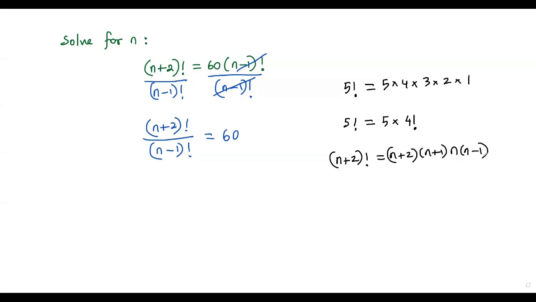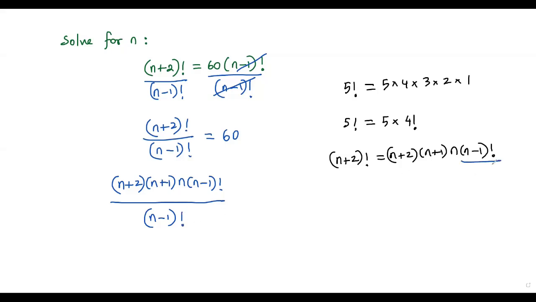I don't want to continue this expansion up to 1. I just stop at n-1, so I have to take the factorial there. So the expansion of (n+2) factorial is over here. We can plug this in for the (n+2) factorial in the numerator. So instead of (n+2) factorial, we can write this expansion: (n+2) times (n+1) times (n-1) factorial, divided by (n-1) factorial.